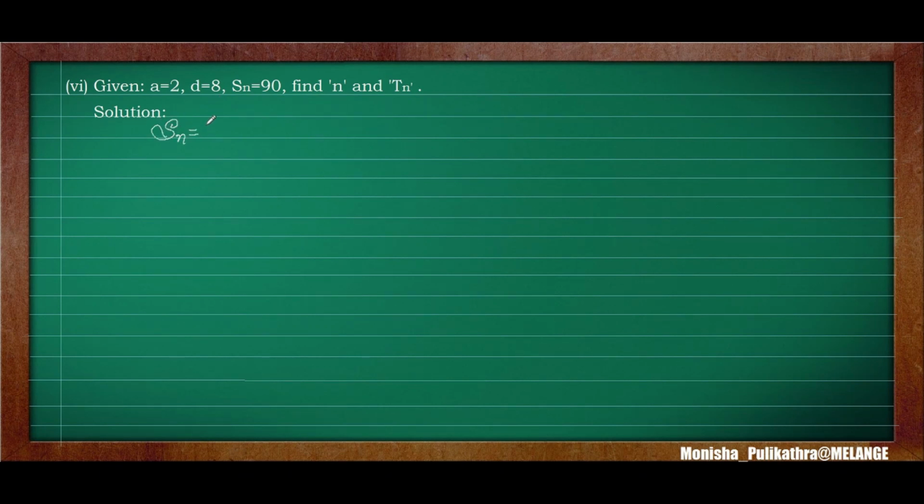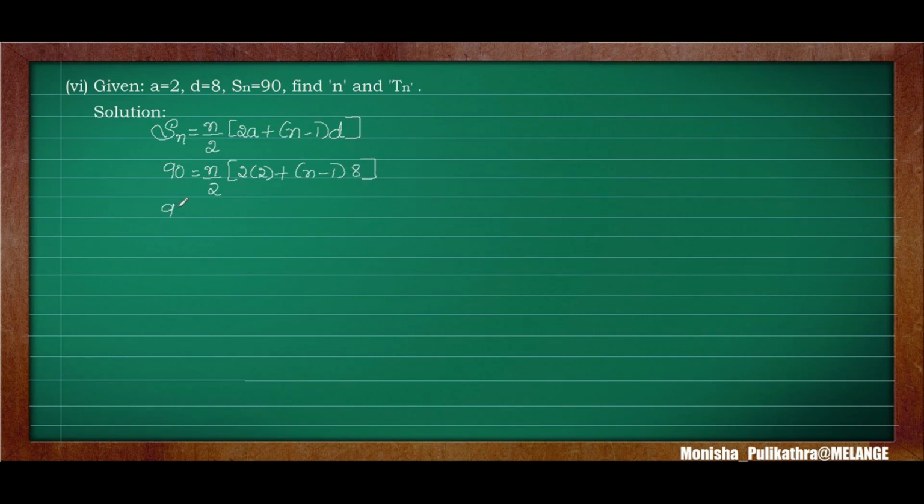So Sn is equal to n by 2 into 2a plus n minus 1 into d. So the value for Sn itself is 90. So we can substitute 90 in the place of Sn. N value is not given, so write it as it is. Next 2 into a is 2, plus n we need to write as it is, and d is 8.